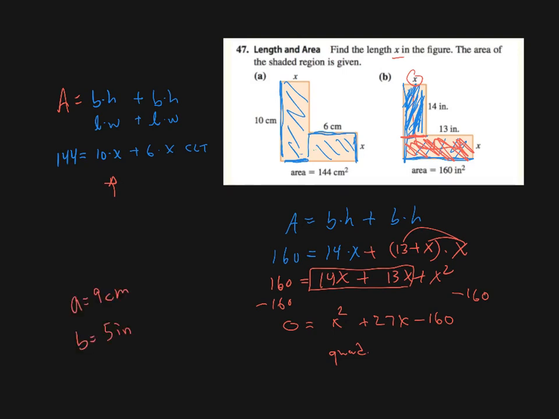For your final answers, for A, you should get that x is 9 centimeters, and for B, you should get that x is 5 inches. Notice centimeters and inches. The area given was in square inches and square centimeters because area is two-dimensional, but when we finally go for this missing dimension, this length, that's just one of the two dimensions, so that's just centimeters or inches, respectively. I'll leave you to finish those on your own. See me if you have questions.